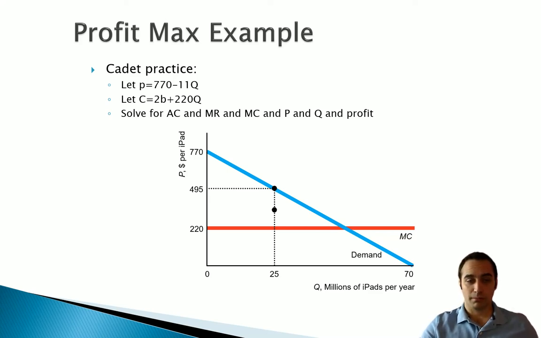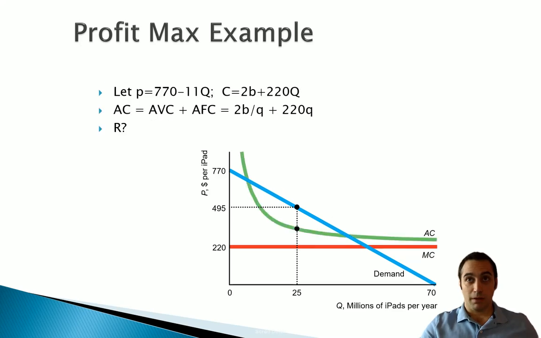All right, let's see how you did. First note that our inverse demand is given by 770 minus 11Q. Our cost is given by 2B, which is just some constant, plus 220Q. You'll note our average cost is just going to be 2B divided by Q plus 220.